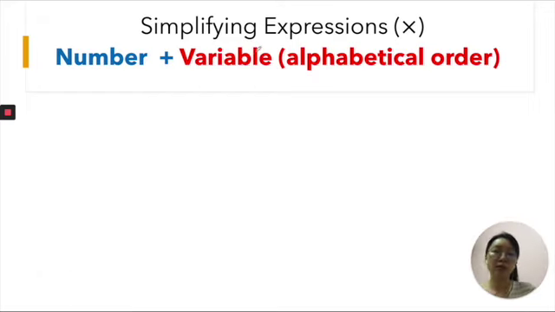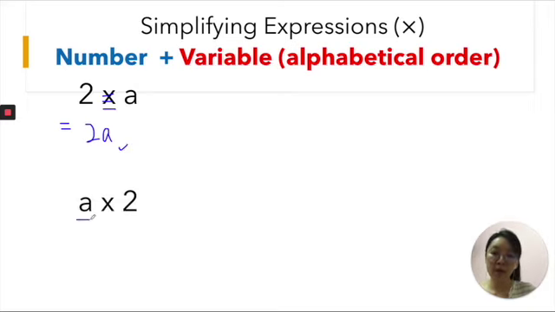Simplifying expressions, now I have number and variable. 2 times A. In multiplication, I can put the unlike terms 2 and A together. 2 is a number, A is a variable, they are unlike. But with this times, I can just throw away this and put 2 and A together. So my answer is 2A, simple.